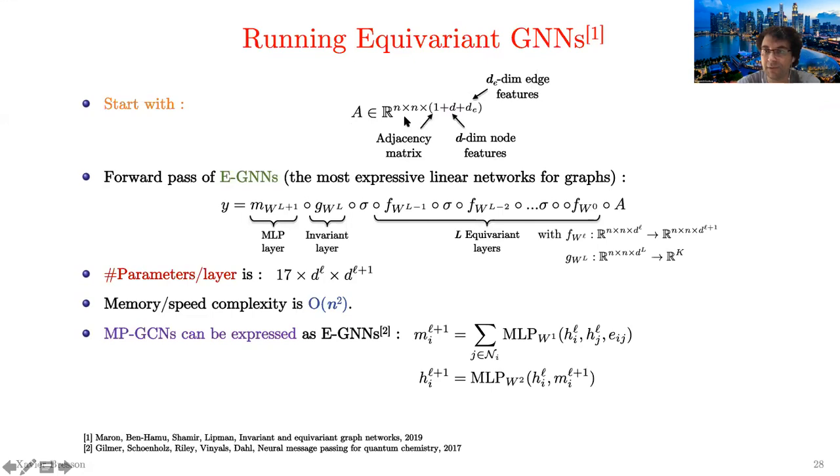Okay, so the forward pass is going to be this. So this is the equivariant graph neural network. You're going to have your input, here, you're going to have L equivariant layers, and here you're going to have your invariant layers, and finally an MLP. So for each layer, this is the number of parameters that you're going to need to learn. The memory complexity is n squared. And remember that the message passing graph neural network has a complexity of n, which is linear. So here you need to pay a little more price, because you have a full matrix n by n. Okay. So they show in the paper that you can express the standard message passing as an equivariant GNN.